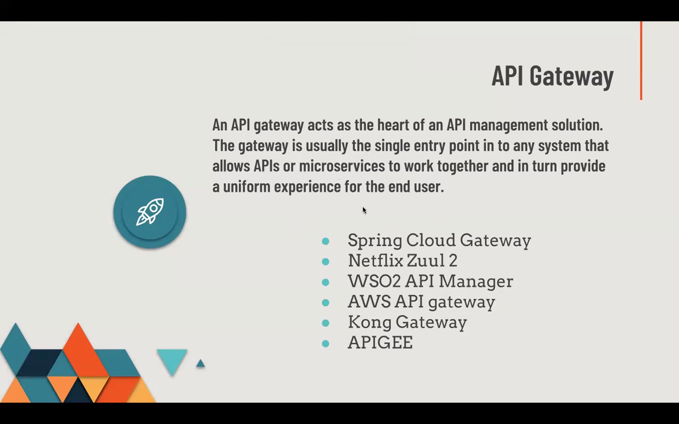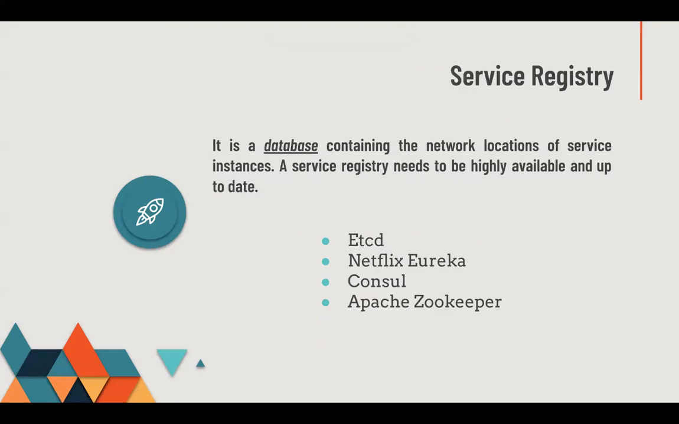So API Gateway, as I mentioned earlier, is the entry point for the application. Remember why it is used and what is the problem that it is trying to solve. The next thing that we need to know is the service registry. It is a database containing the network locations of service instances. The service registry needs to be highly available and up to date. I'll explain why a service registry is important. These are examples of service registries available: etcd, Netflix Eureka, Consul, Apache Zookeeper.